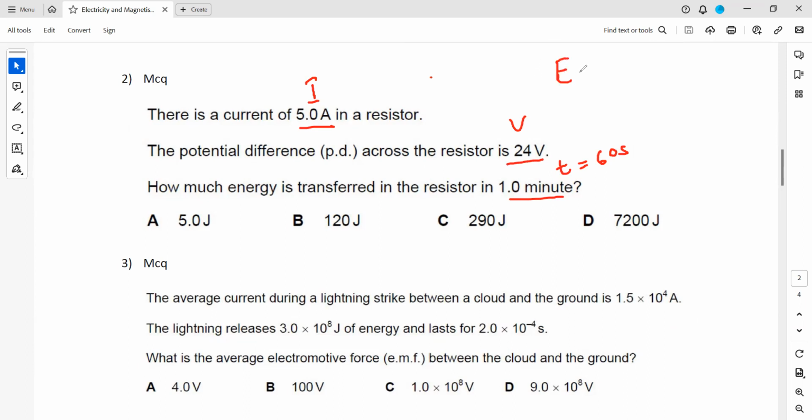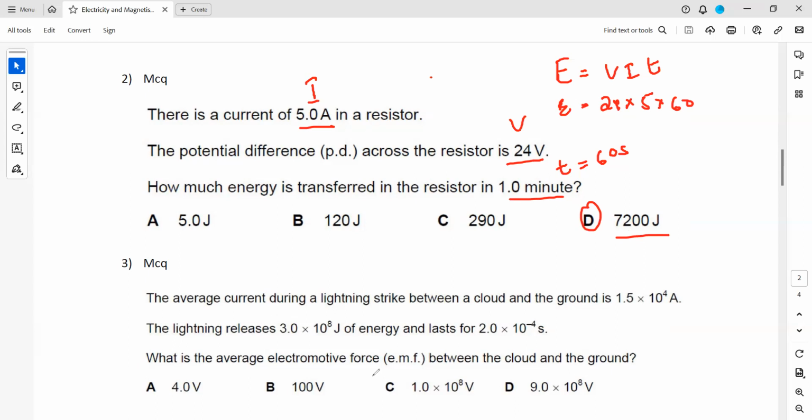Energy transfer, if we have voltage, current and time, then it will be VIT, where V is the voltage, that is 24, I is the current, that is 5, and T is the time, that is 60. So we multiply all of them. So it will give us 7,200 joules. So D will be the right answer.